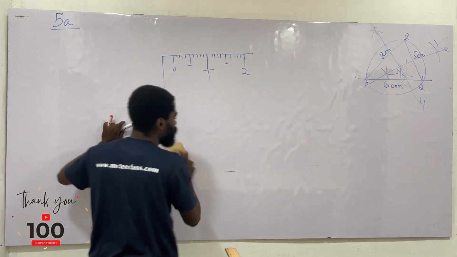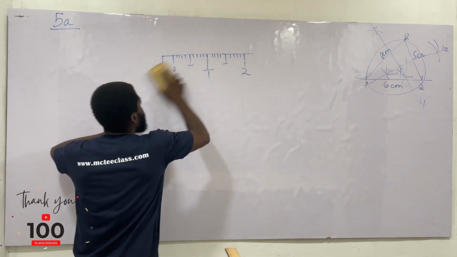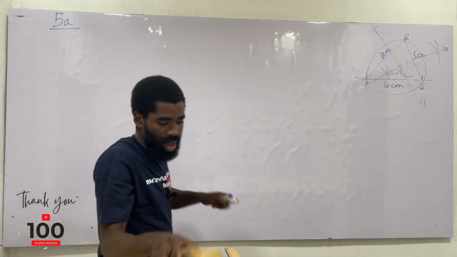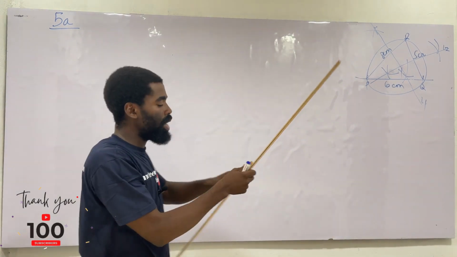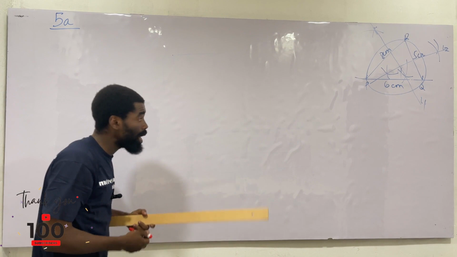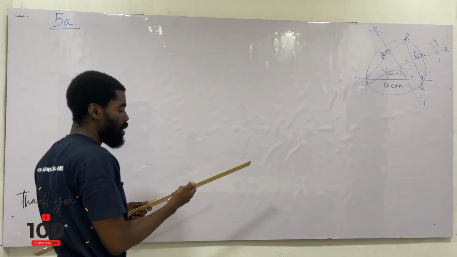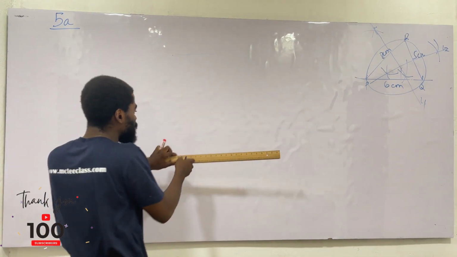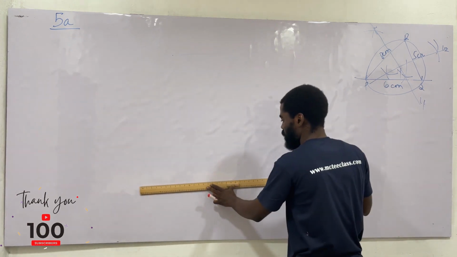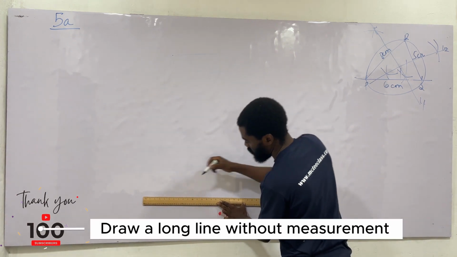Let's move into this construction. Very, very nice. Let's see what we are going to construct and see if we'll have them. Okay, and before we draw, let's draw a long line without what? Without measurement. A long line. Let's draw a long line without measurement.